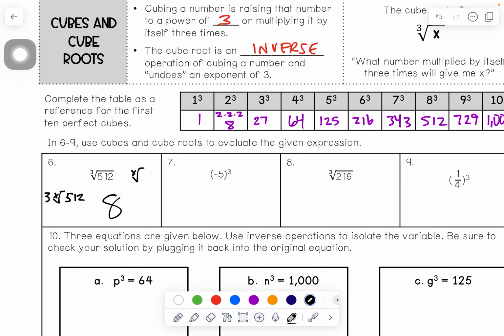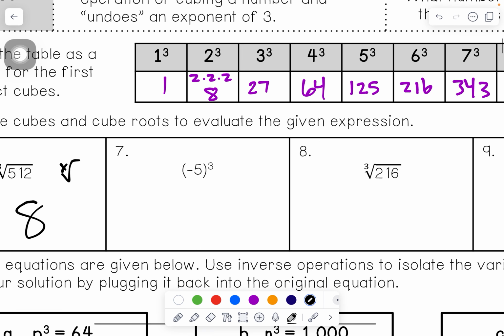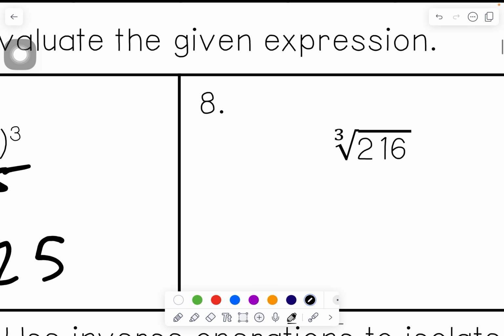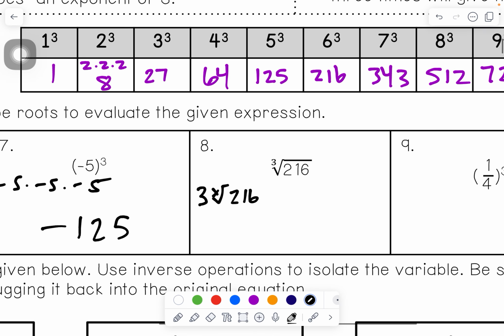Negative 5 cubed. Now remember here, since it's cubed, we have negative times a negative times a negative. So we actually end up with a negative answer here, negative 125. Cube root of 216, again, just to refresh, you're going to type in the number 3 first, use the X root button on your calculator, then type in 216 and hit enter. And that's going to give you 6.